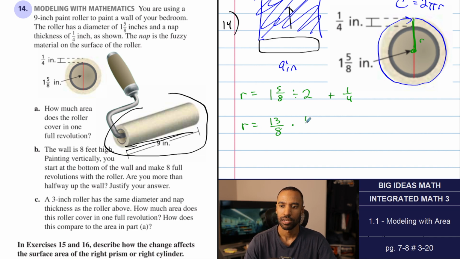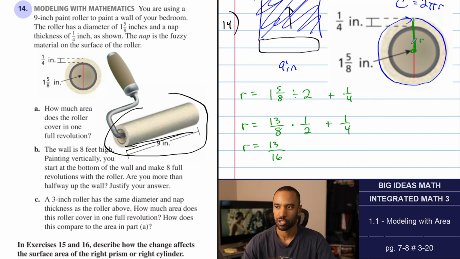They started off that way. Divided by 2 is times 1/2. And we still have that plus 1/4. And times 1/2, we multiply across there. That's 13/16. So that's the radius of just the little guy there.